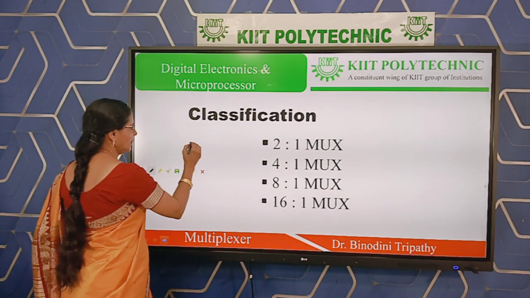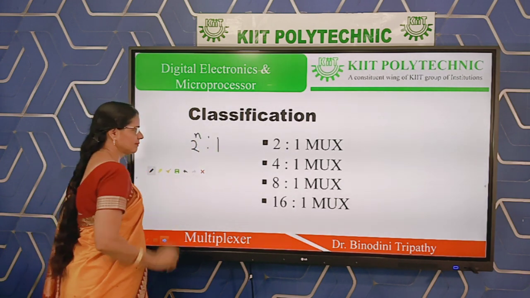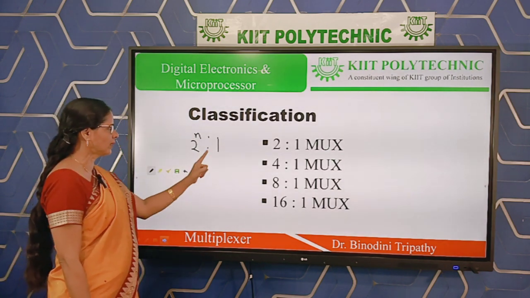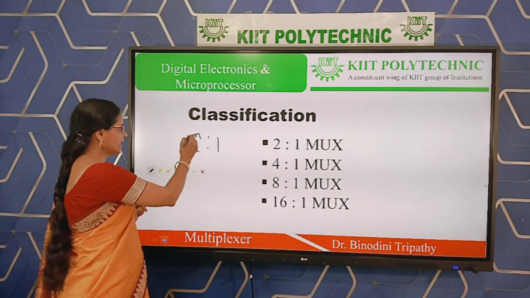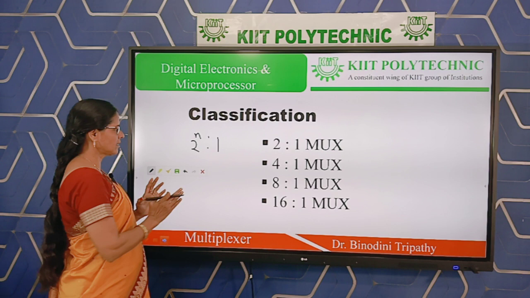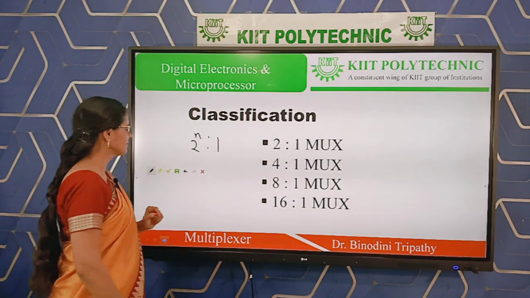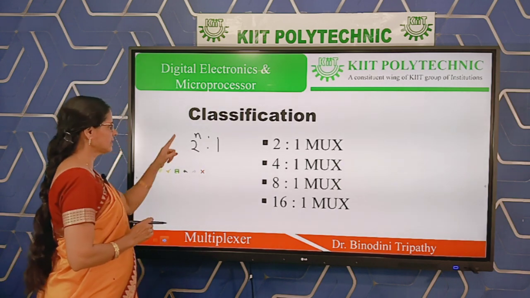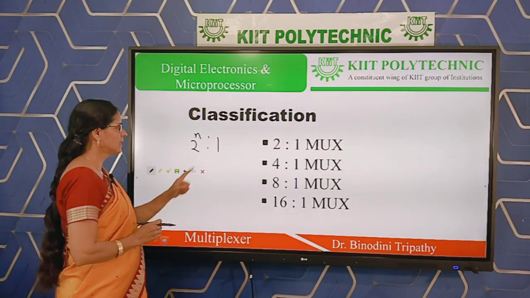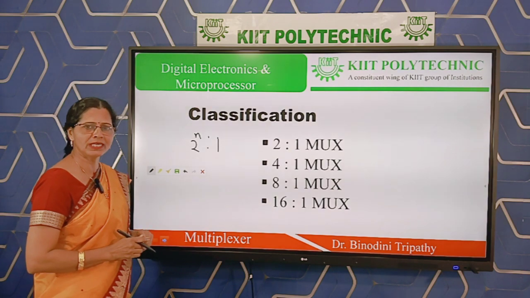we know the multiplexers are designated by 2 to the power n is to 1. 2 to the power n is to 1 means 2 to the power n number of inputs and 1 output. What is n? n means the number of selection inputs. That means a multiplexer is commonly designated by this. Here 2 to the power n is the total number of input signals, 1 is the single output signal, and n indicates the number of selection inputs.